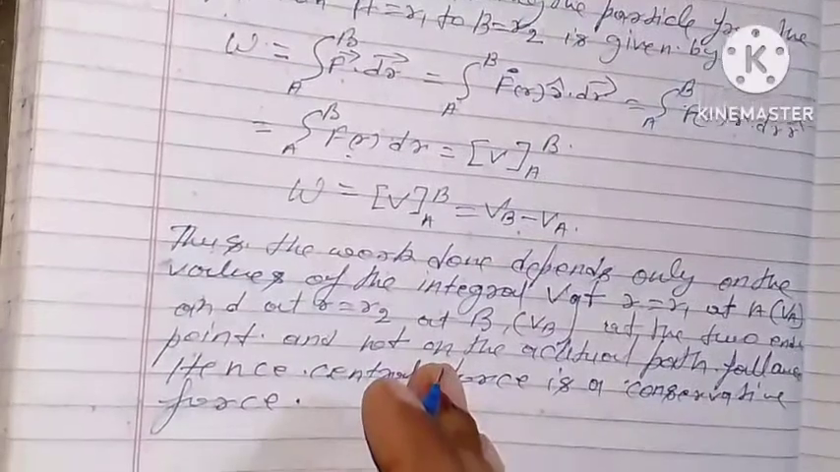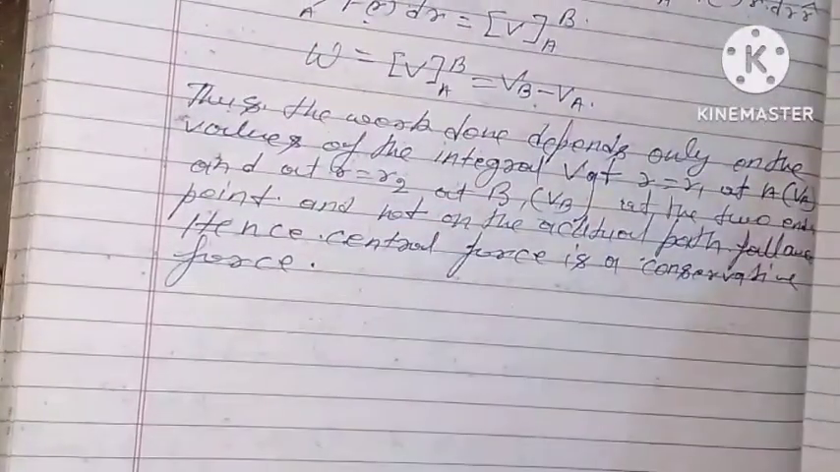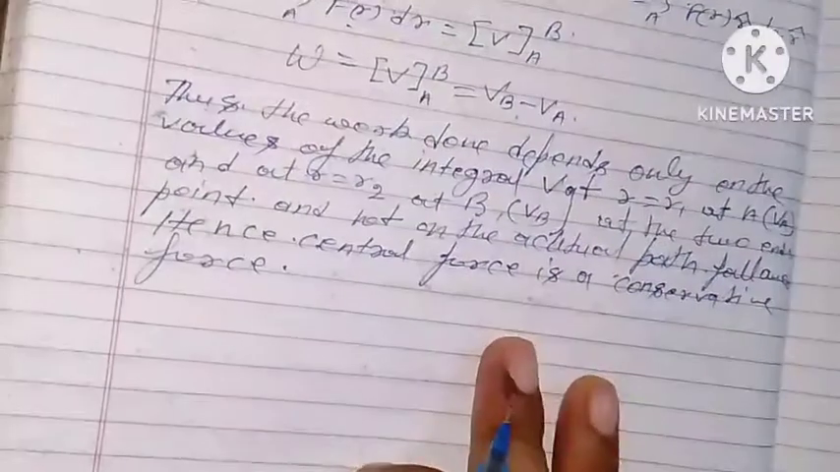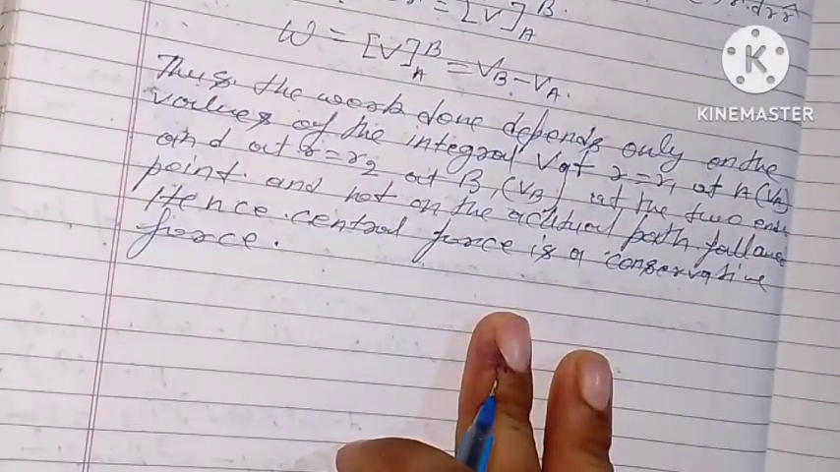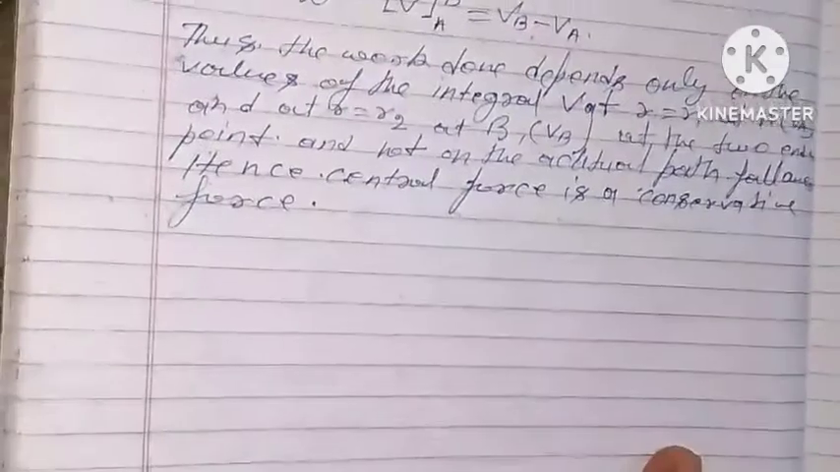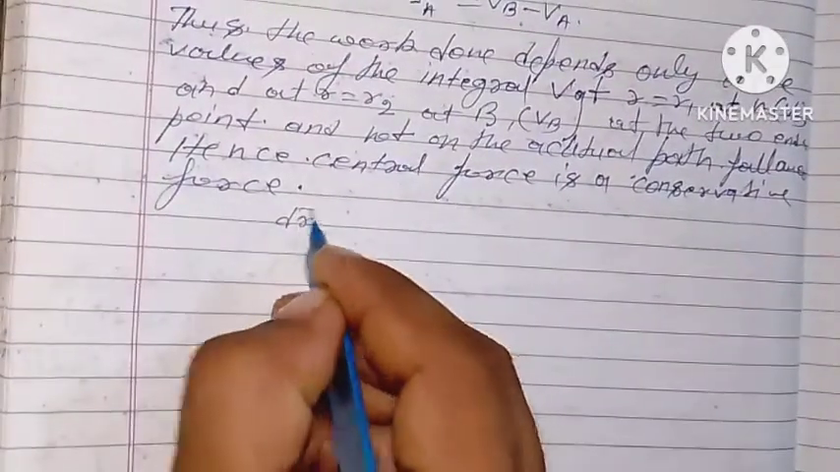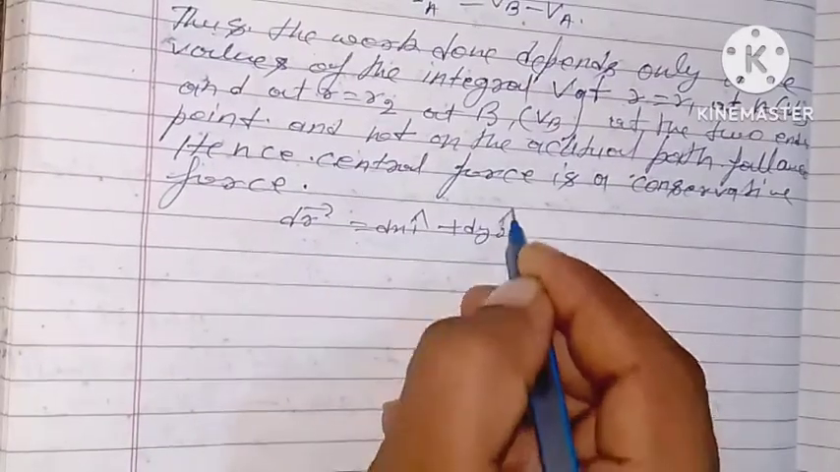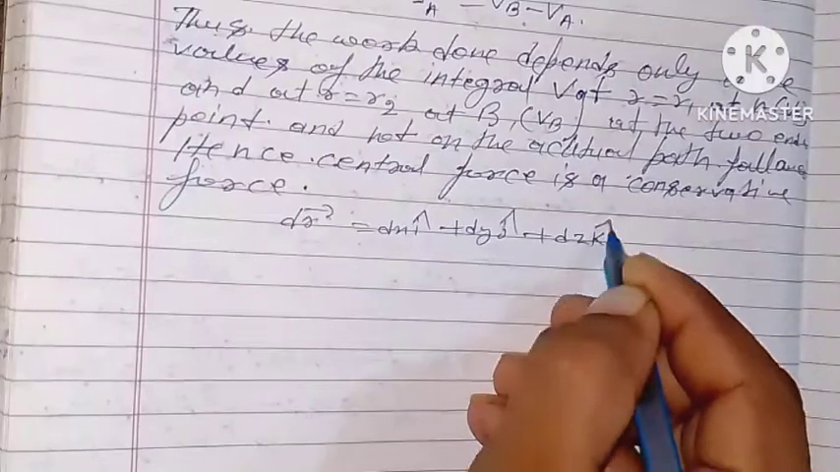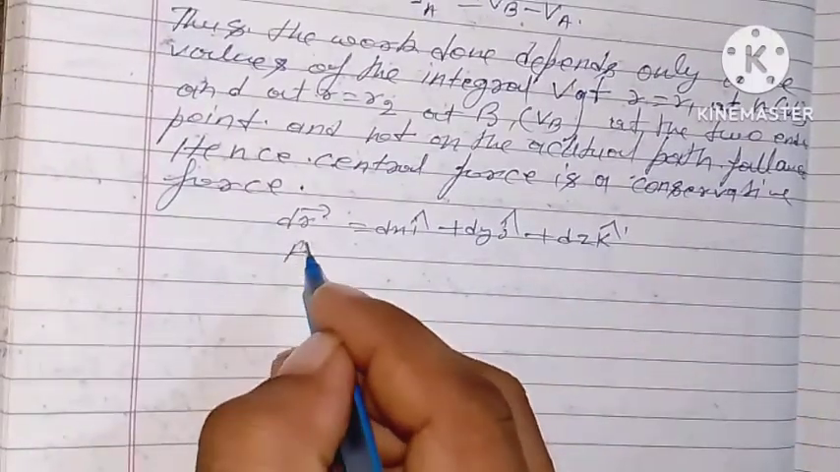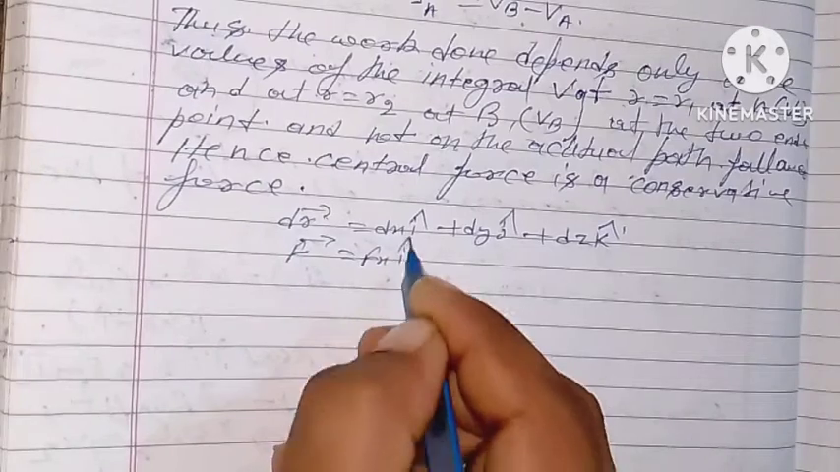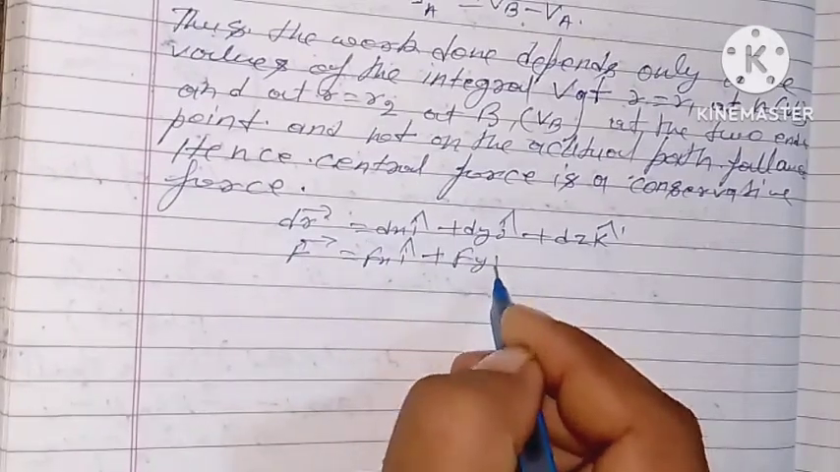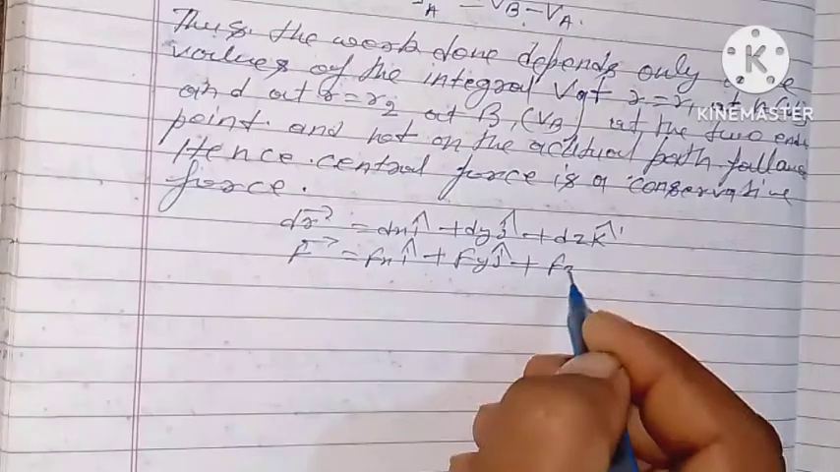The negative sign simply indicates that the work done by the conservative force is equal to the corresponding decrease in potential energy. In Cartesian coordinates, vector dr equal to dx i plus dy j plus dz k and vector F equal to Fx i plus Fy j plus Fz k.